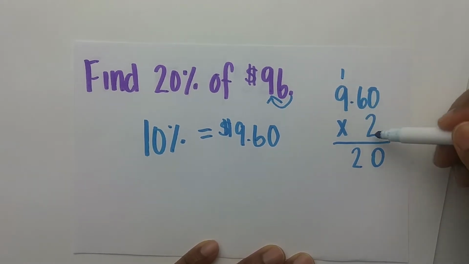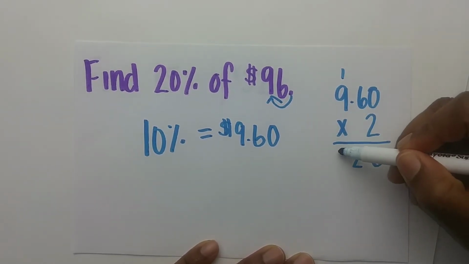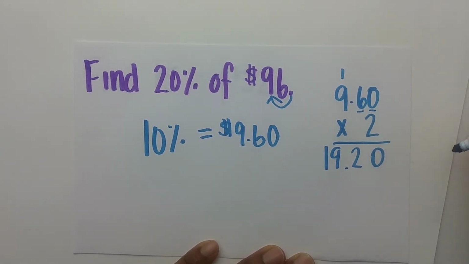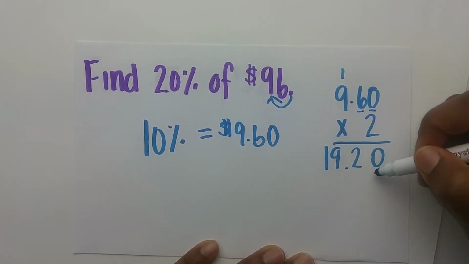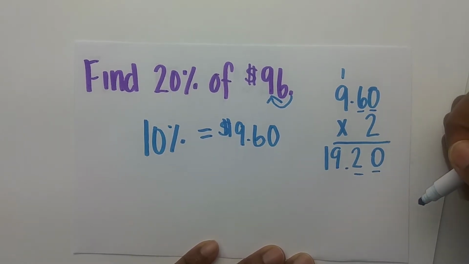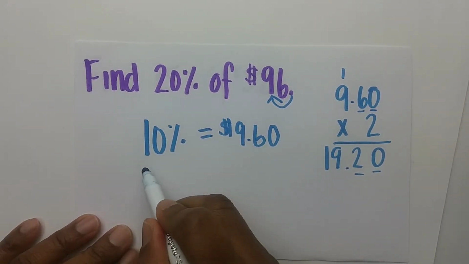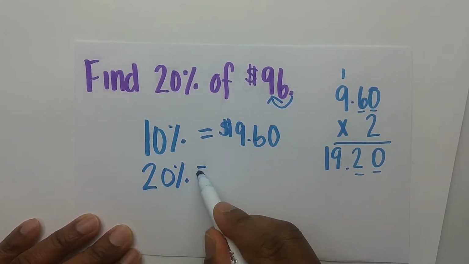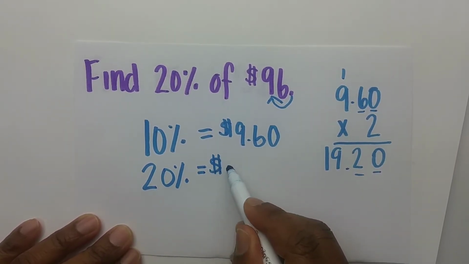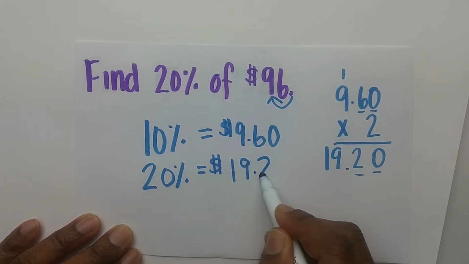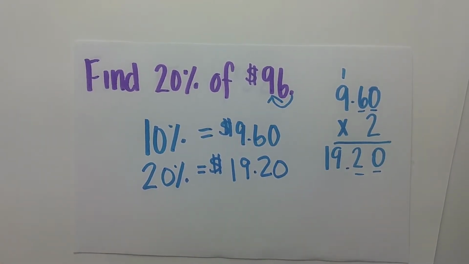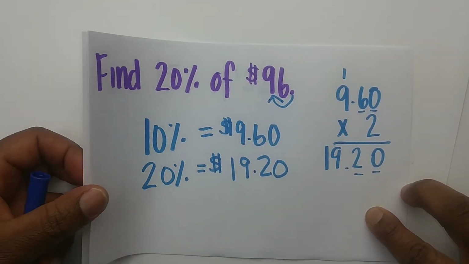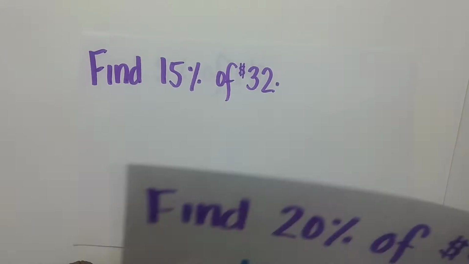6 times 2 is 12, 2 times 9 is 18, plus 1 is 19. Since there's 2 decimal places to the right of the decimal point, I will have 2 places to the right. So in order to get 20%, I double 10%, or multiply it times 2, to find out that 20% of $96 is $19.20. Let's take a look at example number 2.